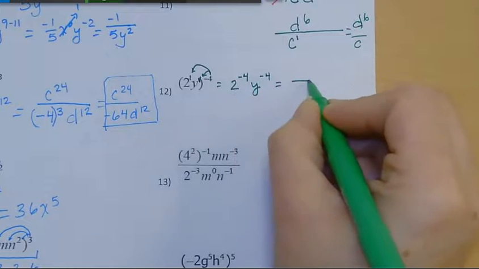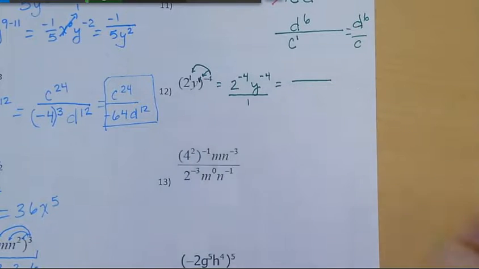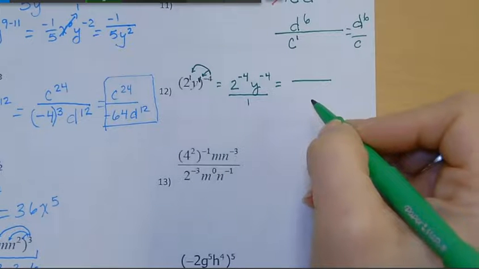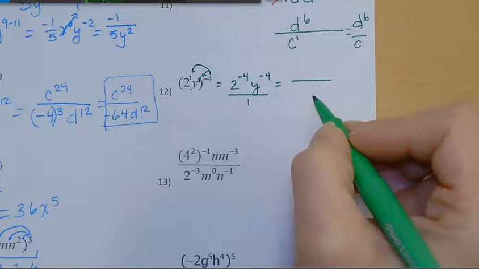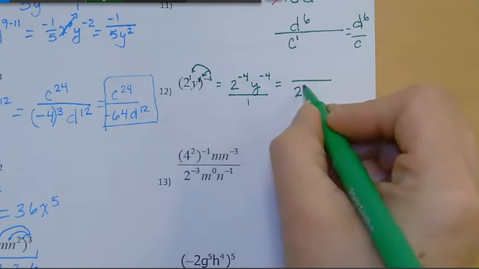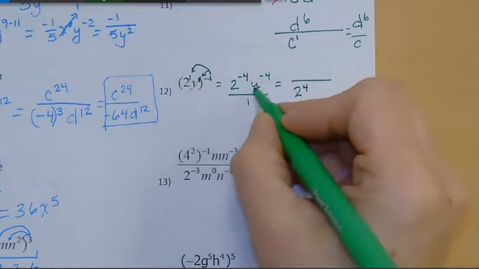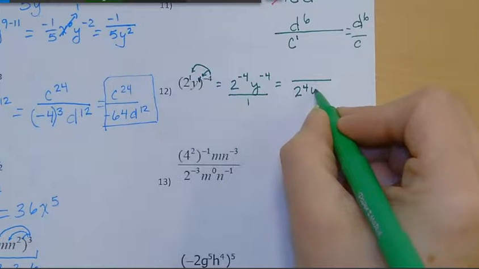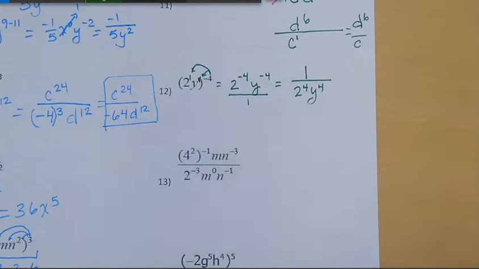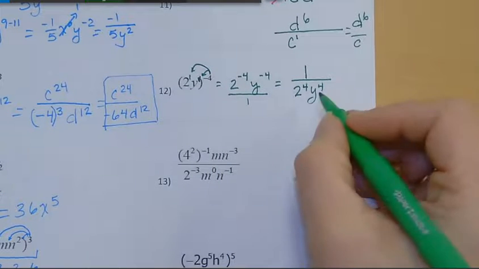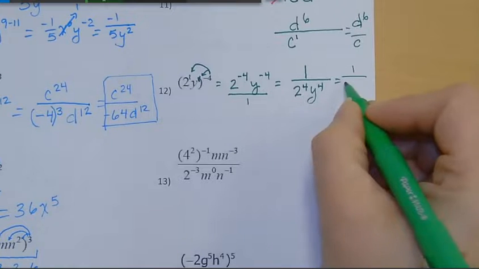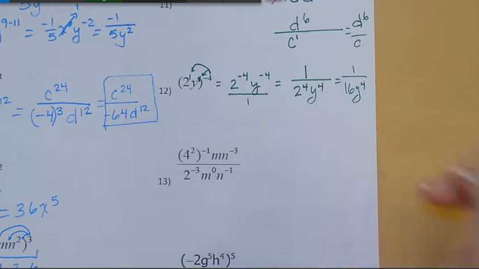And I want to rewrite that. I want to imagine that I had a fraction where that was all over 1. Anything that needs to have a positive exponent is going to change locations according to that fraction bar. So 2 to the negative 4 will go to the denominator. Y to the negative 4 will go to the denominator. And I am left with just 1 because we are dividing. 1 over 2 to the 4, y to the 4 equals 1 over 16 y to the 4.